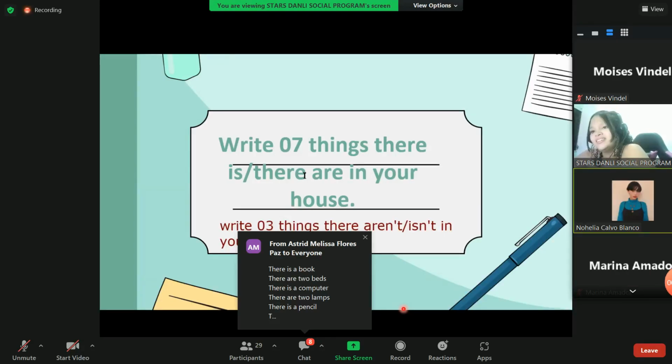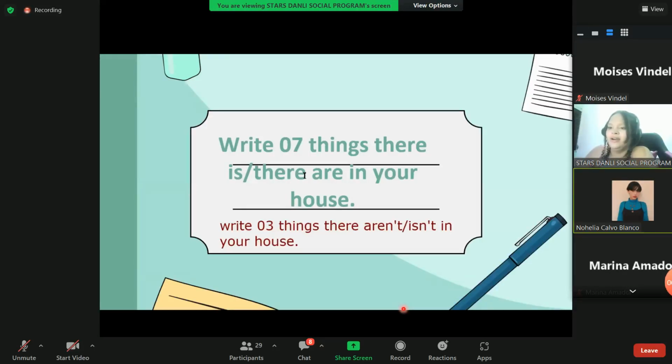There are 4 windows in a room. There is a bed. There is a desk. There are 10 posters on my wall. There are shoes on the floor. There is a nice mirror. There are many pens on my desk. There aren't 4 cars. There isn't a dragon, and there isn't a pool. Okay, excellent. Now let me see.